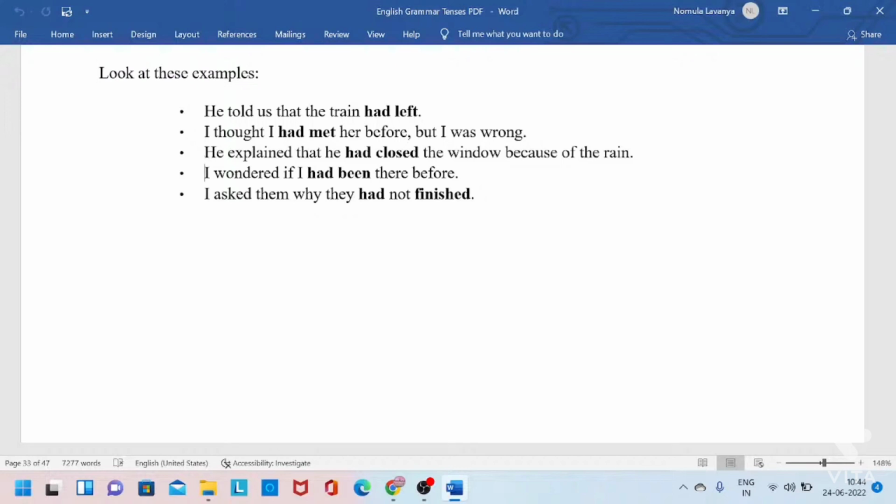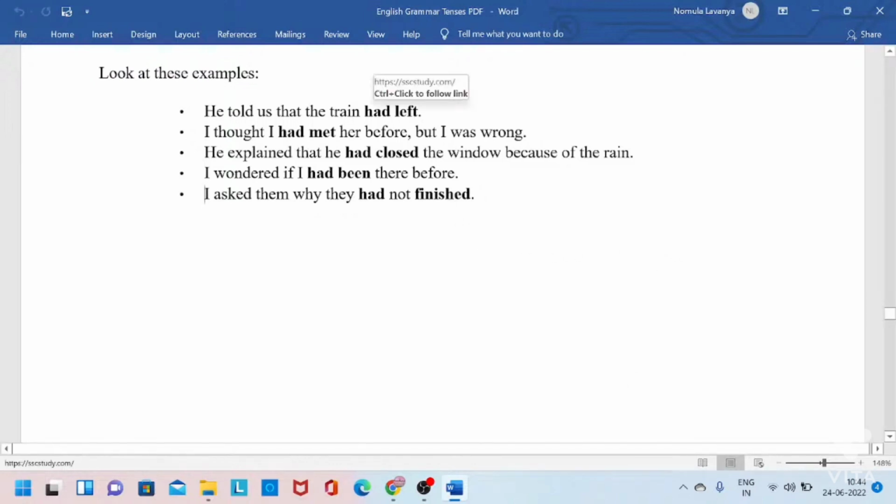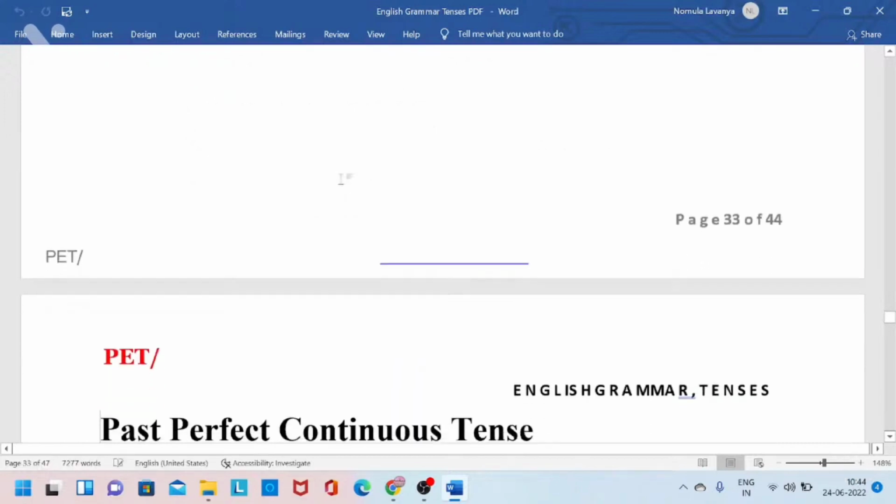So see, these are all some examples. Had left is mentioned here. So 'he told us that the train had left' shows that the action was already done.